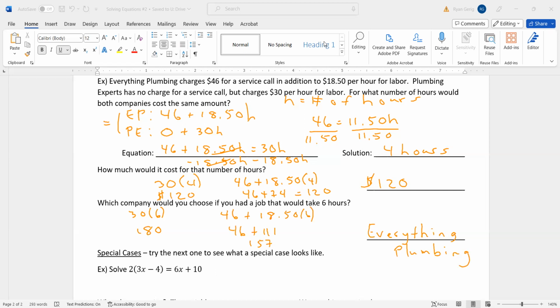Okay. You could have also reasoned through that and said, well, it's more per hour for Plumbing Experts, so I'm going to go with the less per hour, because 6 hours is more than 4 hours, and I know at 4 hours it's the same. So anything over 4 hours, Plumbing Experts is going to be more expensive. Anything under 4 hours, Plumbing Experts is going to be cheaper. Okay, so that's reasoning through some of the word problems.